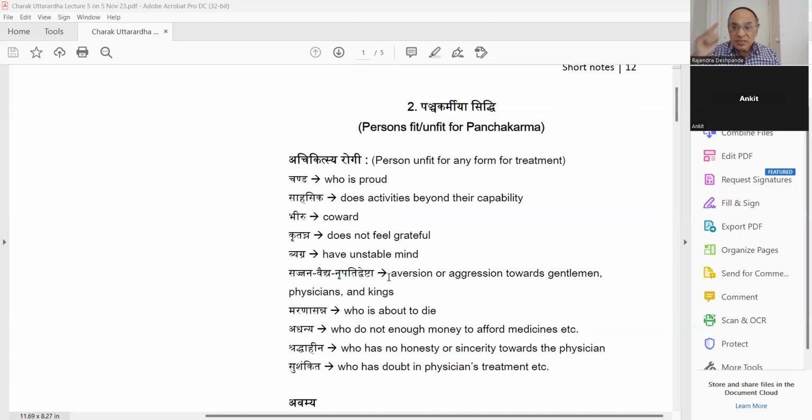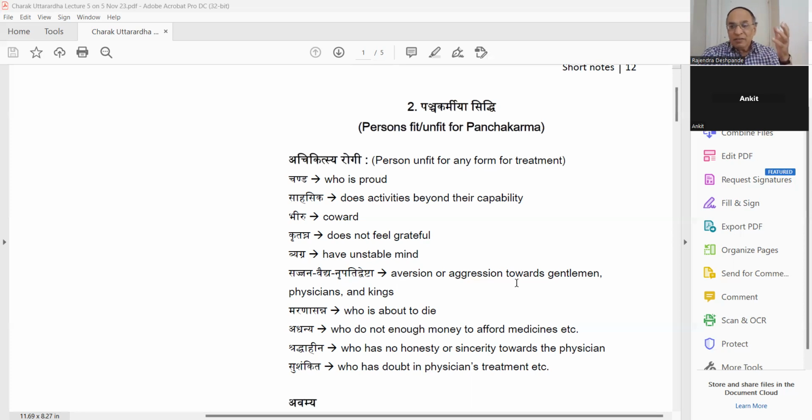Vyagra, having an unstable mind, always moving, a lot of thinking, worries, tensions. Don't treat. Sajjana, Vaidya, Nrupati, Dveshta, aversion or aggression towards the gentleman, physician, and the kings. That means he is very arrogant. He is not a very soft person and does not have good communication. Rather, he is more aggressive and wants to create fear in the person.